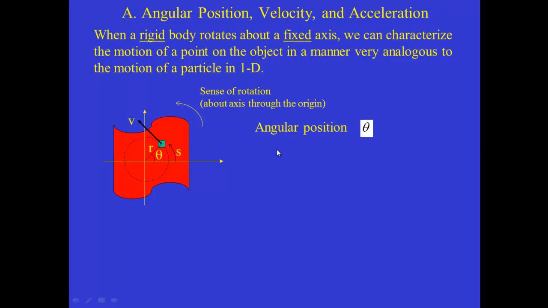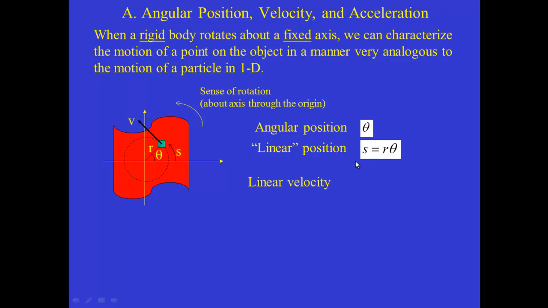But there's a simple relation between s and theta. The linear position s is equal to r, the radial distance from the rotation axis, times theta. Now this equation, in order to be correct, has to have theta measured in radians. And so we will very rarely use degrees in order to talk about angles in this part of the course. We will almost always use radians because that's what this formula depends on. So the position of that object s is related to its angular position, theta.